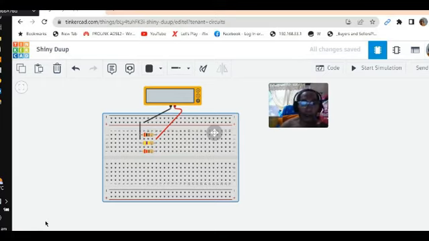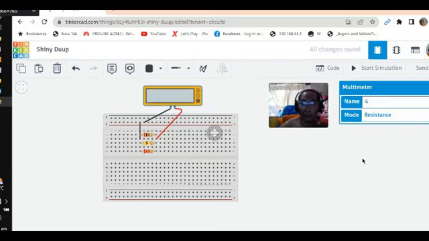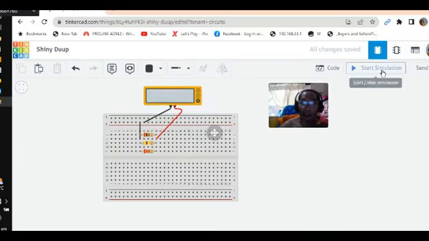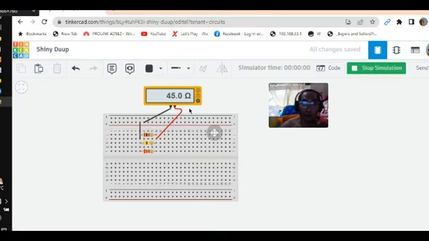Okay, this is how I constructed a circuit and used a multimeter to measure the current in the circuit. I have a multimeter connected to the main circuit, and I changed the mode to resistance, and when I click the simulation, it will give us 105 ohms.